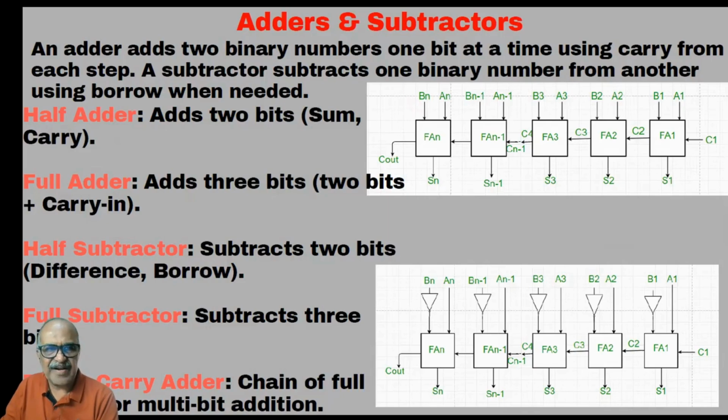A half adder adds 2 bits, giving a sum and a carry. A full adder adds 3 bits. In the previous one it was 2, here 3. Half subtractor subtracts 2, and full subtractor subtracts 3. Then there is one more, the ripple carry adder, a chain of full adders for multiple bit addition. These are the arrangements of full and half adders. You can see it in the drawing and study more. I told you we are only discussing the important points for your exam preparation, or rather we are revising.